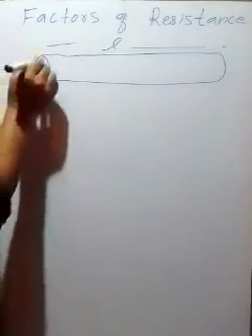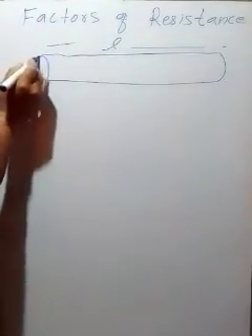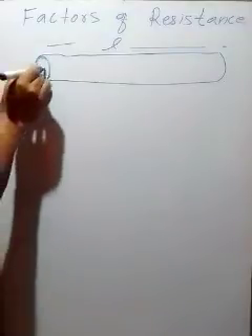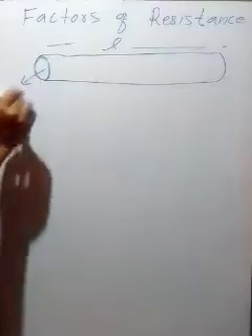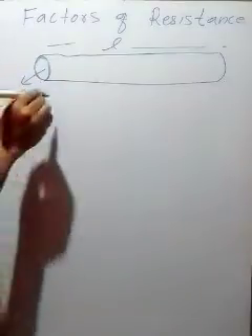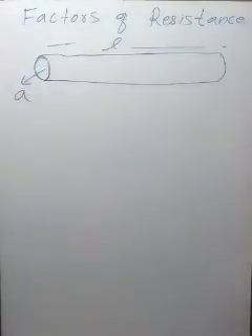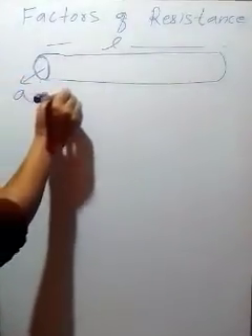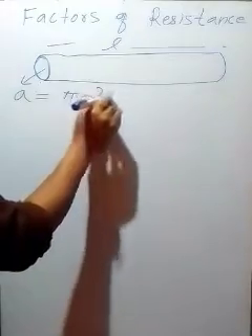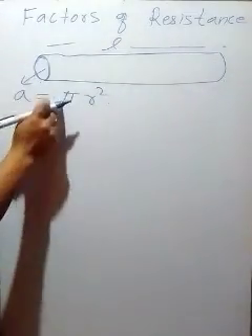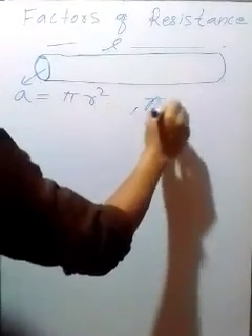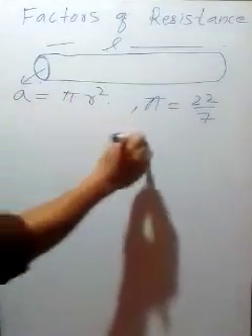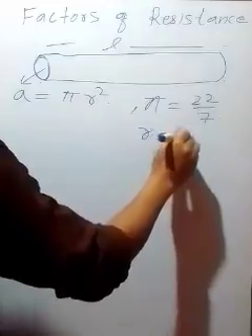If you see this front face, it looks like a flat circle. Let this flat surface area be A. Since it is circular, its area will be pi r square, where pi equals 22 by 7, and r means radius.